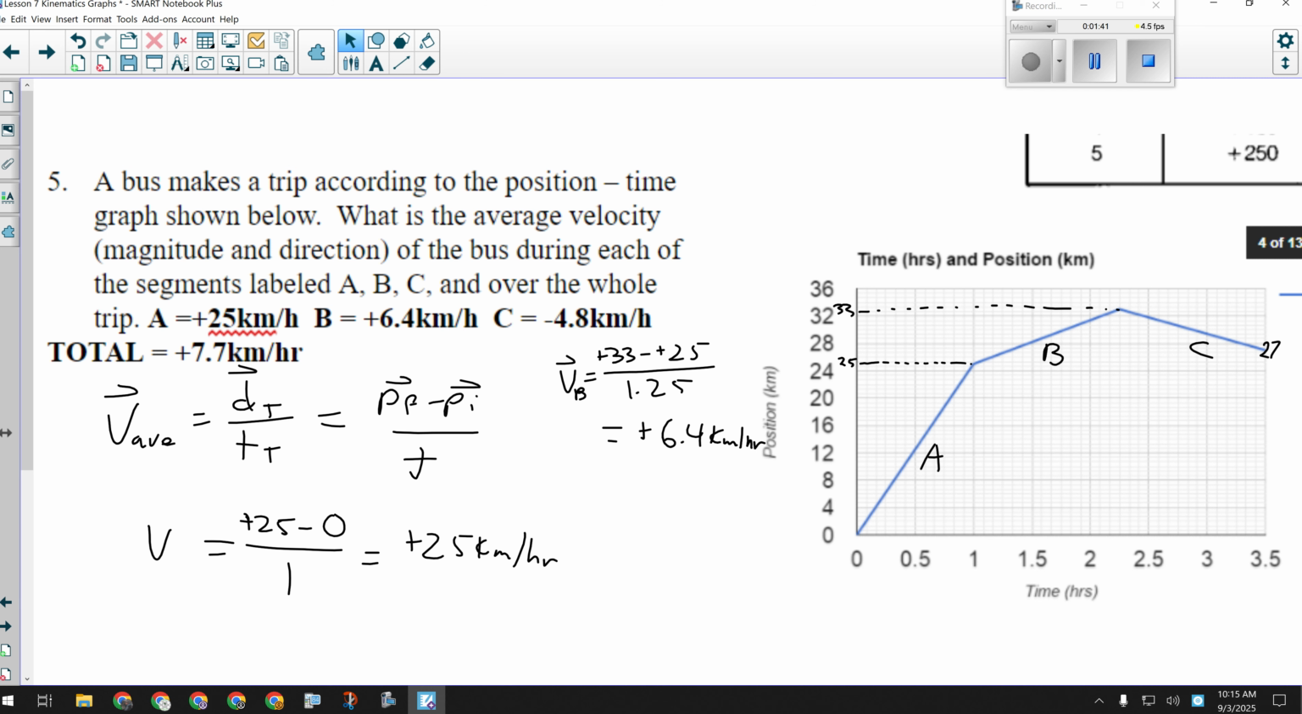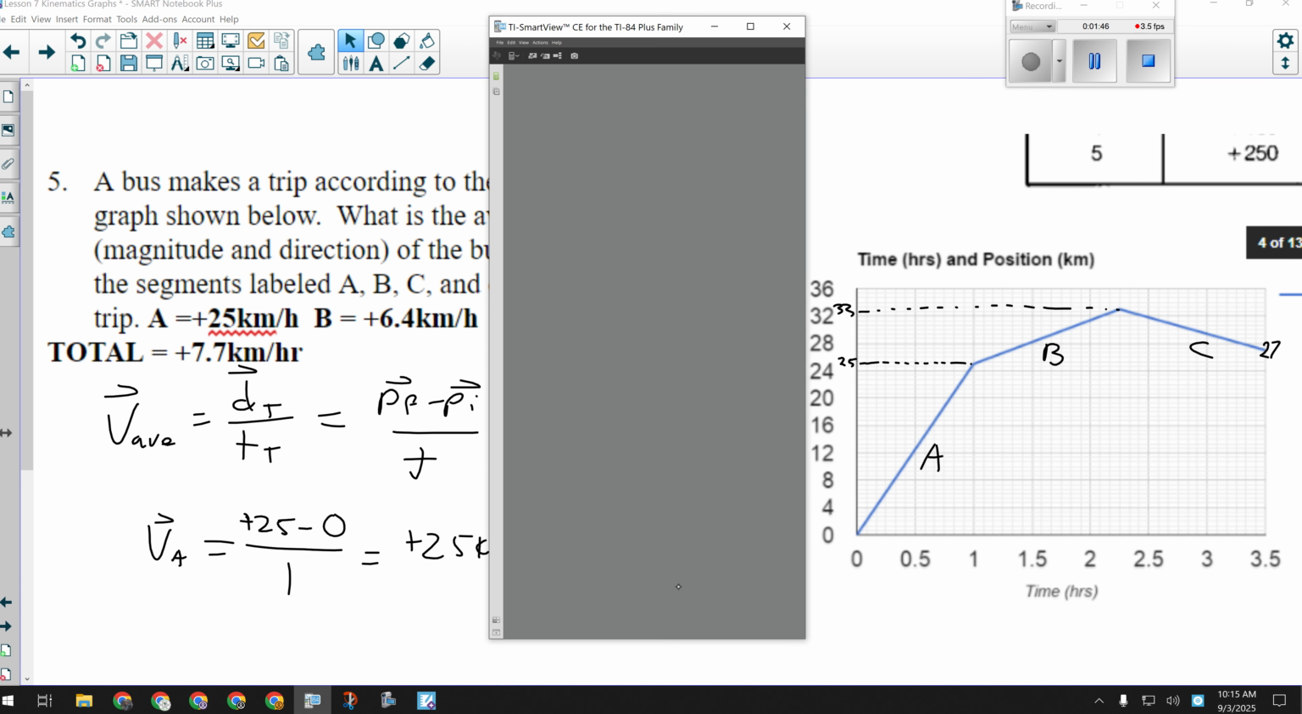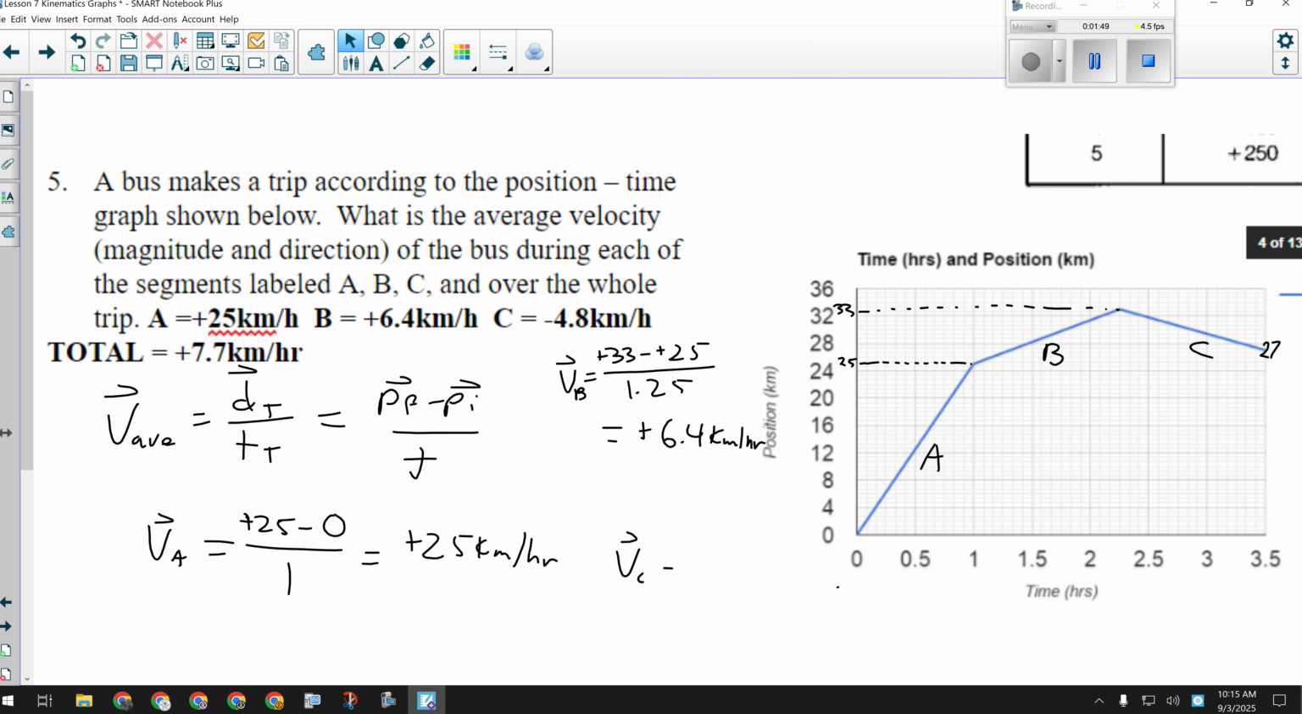Sorry, that's the velocity in B, and this is the velocity in A. And then for the velocity in C, we would have our final position, 27, minus our initial position, 33, which is why we get the negative number, and that also took 1 1/4 hours. So when we do that one, we should get negative 4.8 kilometers per hour. And again, that also makes sense. That probably has the smallest slope of all the parts of the graph.